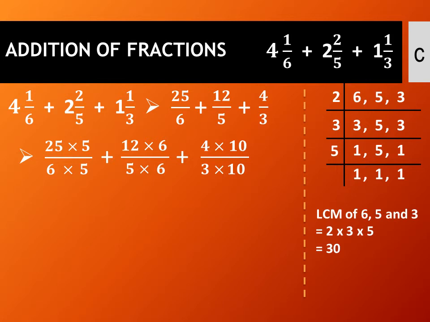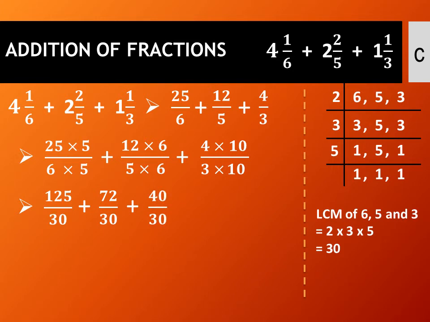Do the multiplication. 25 5s are 125 and 6 5s are 30. So the first fraction is 125 upon 30. Then write the plus sign as it is. 12 6s are 72 and 5 6s are 30. So the second fraction is 72 upon 30. Then write the plus sign as it is. 4 10s are 40 and 3 10s are 30. So the third fraction is 40 upon 30.